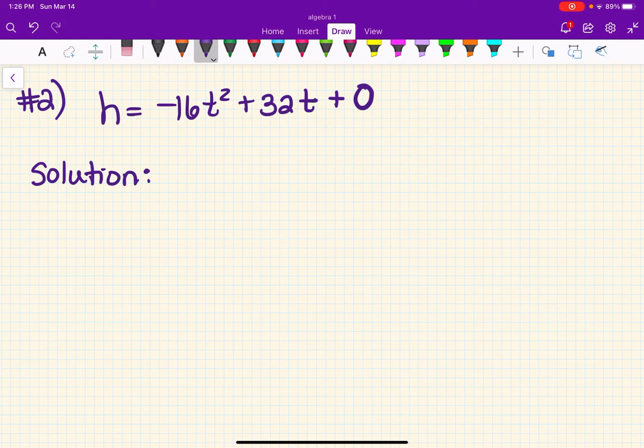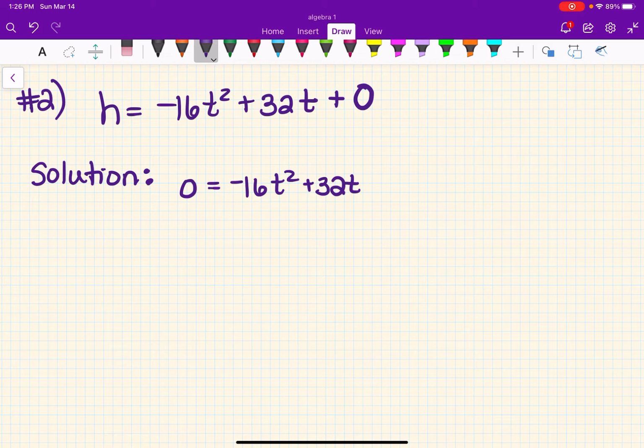But to figure out our solution, we need to know when the height of this is at 0. Because when it's on the ground, it's not any height. So we need to figure out when does it hit the ground. So that's going to be 0. And a lot of people forget about this. We're going to use factoring and zero product property in this case. But the factoring is going to be pretty simple if you think of it.